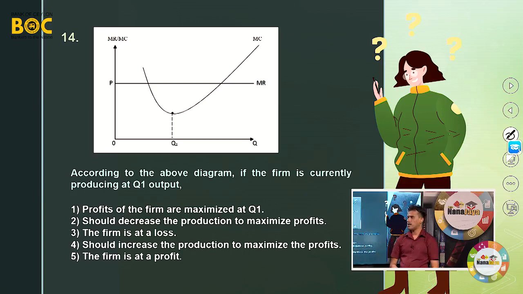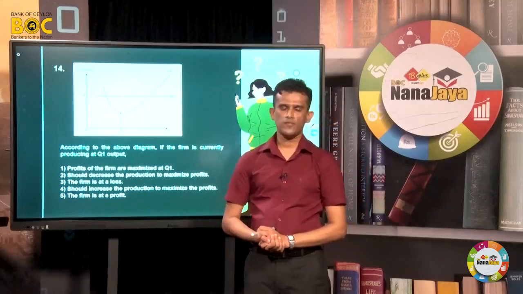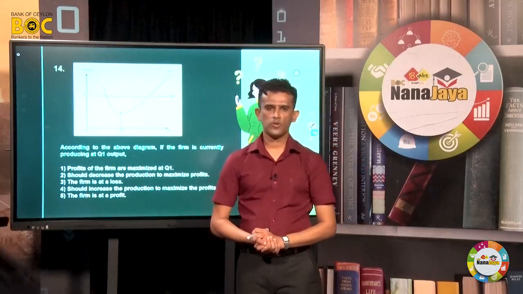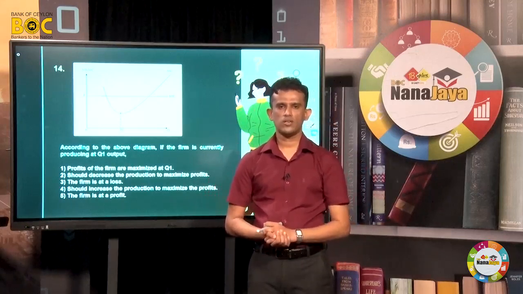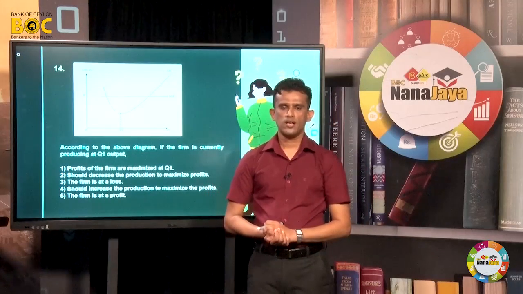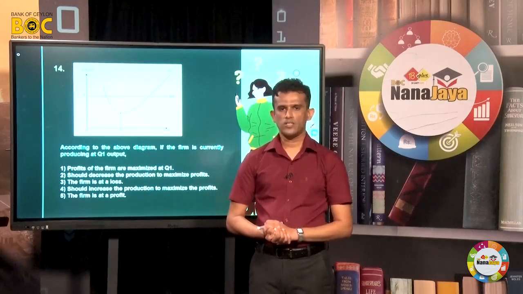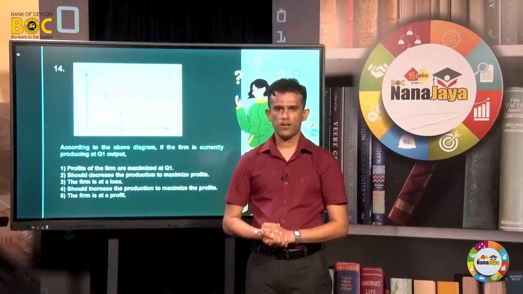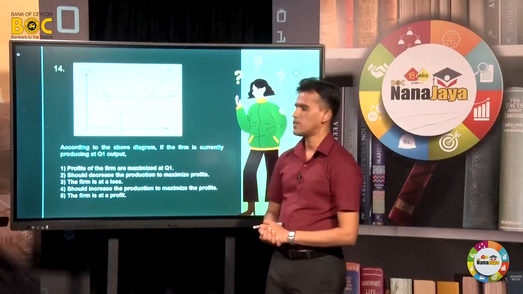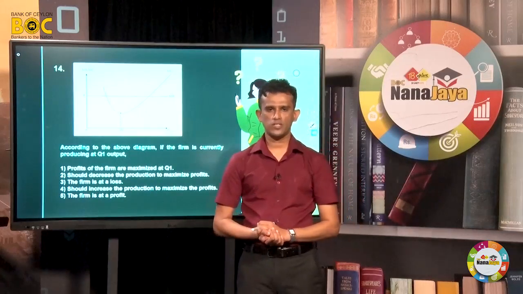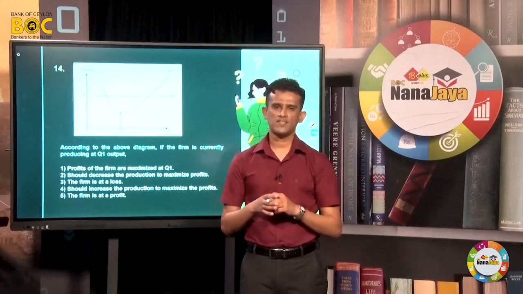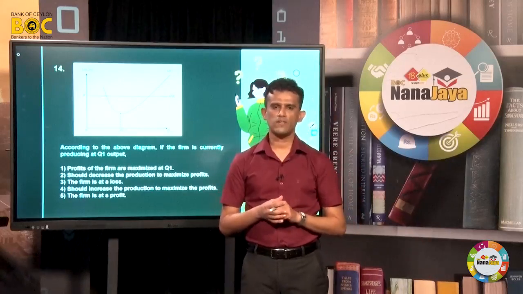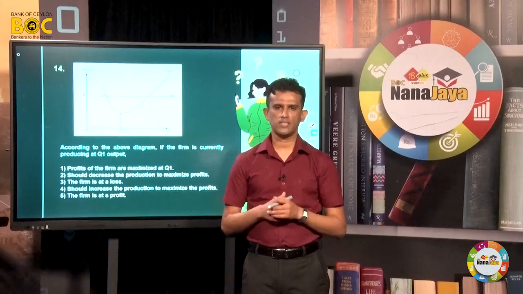There are two approaches we use to identify the profit maximizing output of a firm in perfect competition. The two approaches are the total revenue total cost approach and then the marginal revenue marginal cost approach, right? From these two approaches, this question is focusing on the marginal revenue marginal cost approach. In usual applications, what is mostly applied in the questions is the marginal approach of arriving at the profit maximizing output.